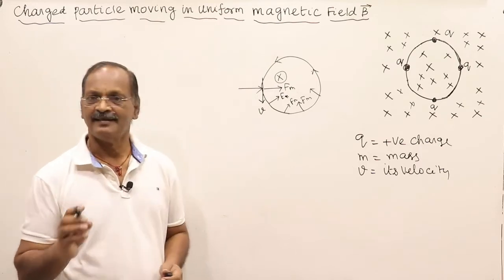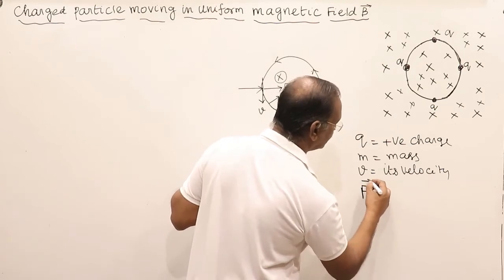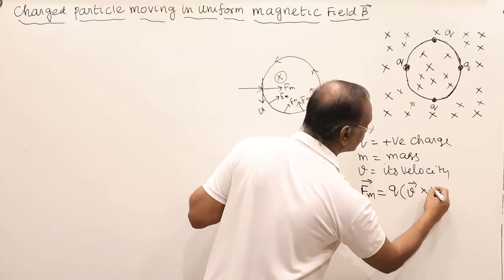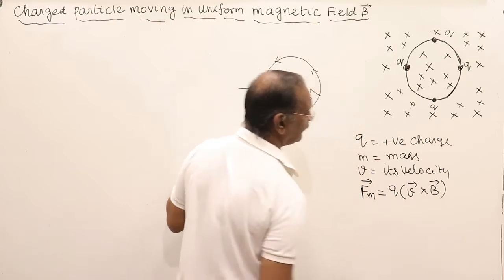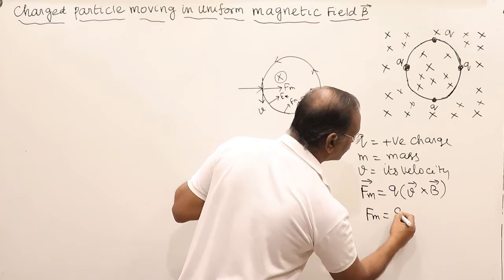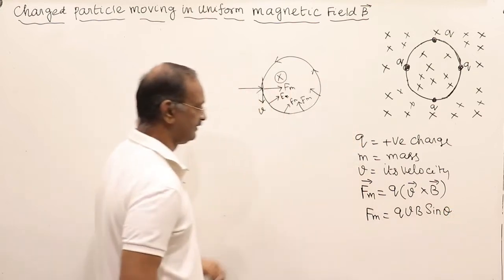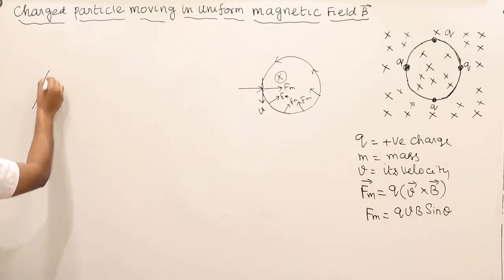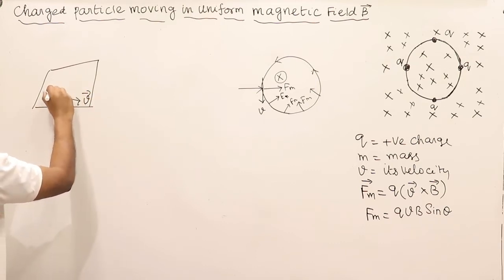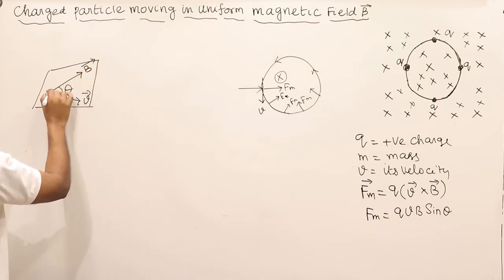When it enters the magnetic field, it will experience a magnetic force due to the magnetic field, which is given by F equal to Q V cross B, where B is the magnetic field. Its magnitude is given by Fm equal to Q V B sine of the angle between them. See, this is the plane, this is the velocity vector, this is the magnetic field vector, and this is the angle between them.